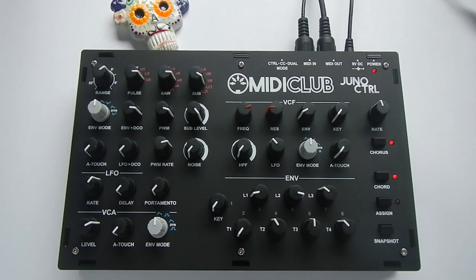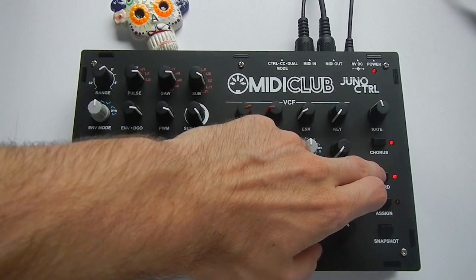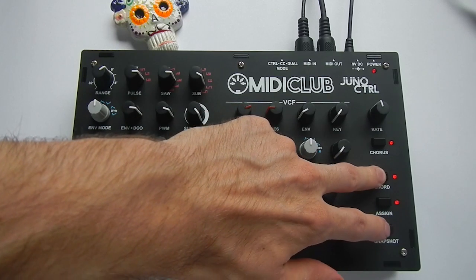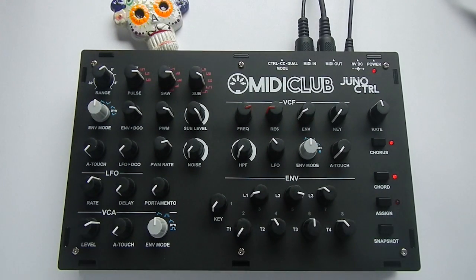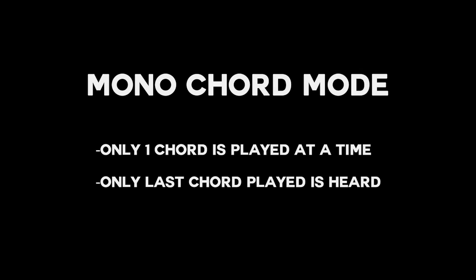So let's switch the controller into mono chord mode. Press and hold the chord button, and while keeping that button held down, press snapshot. All lights will flash, signaling that you've entered the new mode, and you can let go of both buttons. Now we're in mono chord mode. So mono chord mode just means that only the last chord you played will be heard.